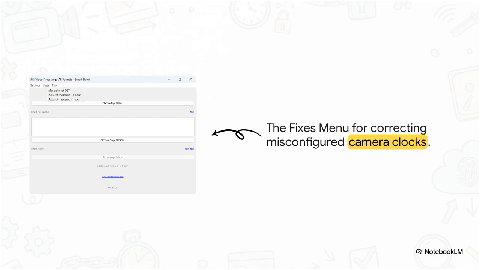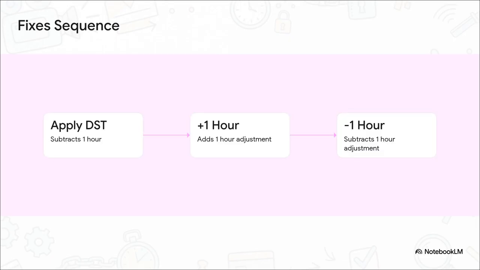Boom, the timestamp is now wrong. Well, this menu is exactly how you transparently and ethically correct that misconfiguration so the final burn video reflects the absolute true time. Now, the really crucial point here is how the software handles these corrections if you happen to select multiple fixes. They are applied in a strict, entirely predictable sequence to maintain a rock-solid chain of evidence.